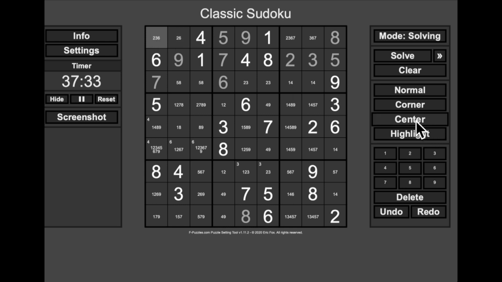Oh, that can't be 6. Oh, and that can't be 6 either. 2, 3. Okay, this is not 2 or 3. This is not 2 or 3. Now we're down to 6 and 7. Well, that doesn't tell us anything we don't already know.